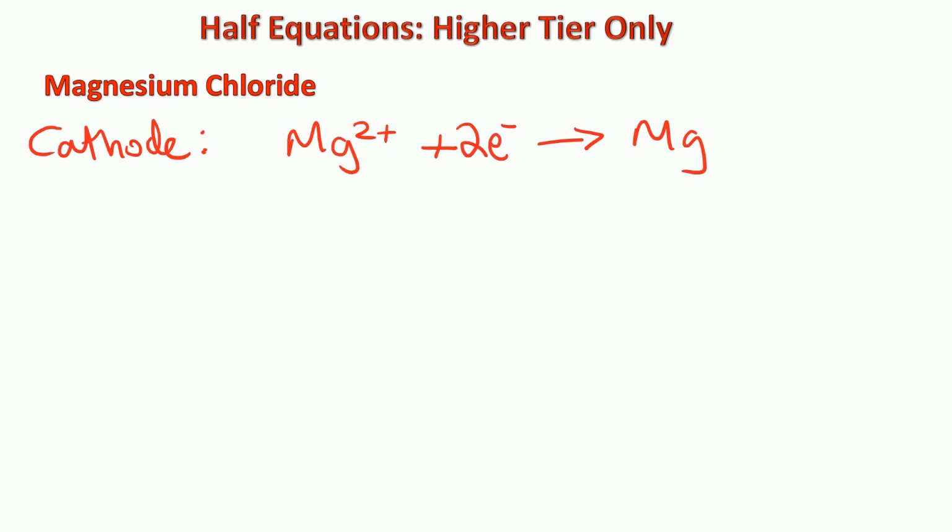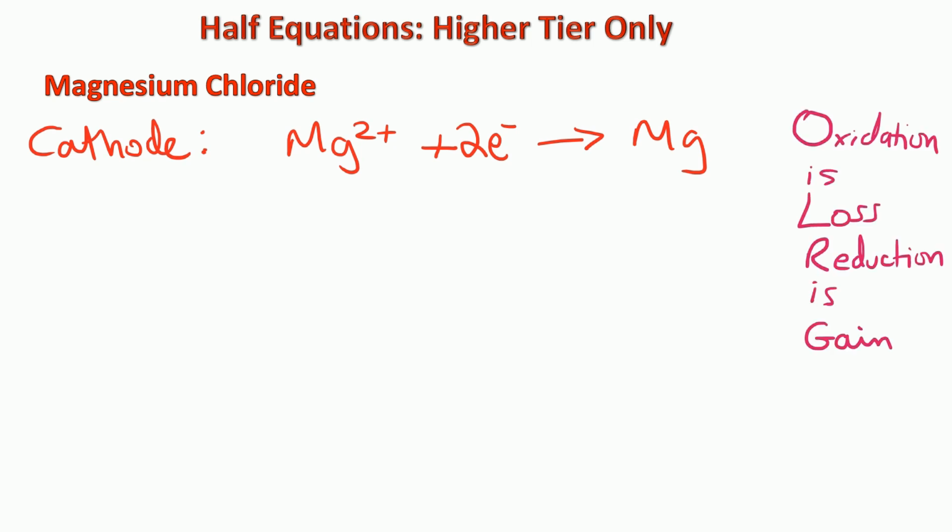Now, if the question asks, is this oxidation or reduction, we need to remember the mnemonic: oxidation is loss, reduction is gain. Remember the phrase OIL RIG? So we're talking about the loss or gain of electrons. So in this example, you might be able to spot that the magnesium 2+ is gaining electrons. It's having them added on. So reduction is gain. So this is reduction because the Mg2+ is gaining electrons.